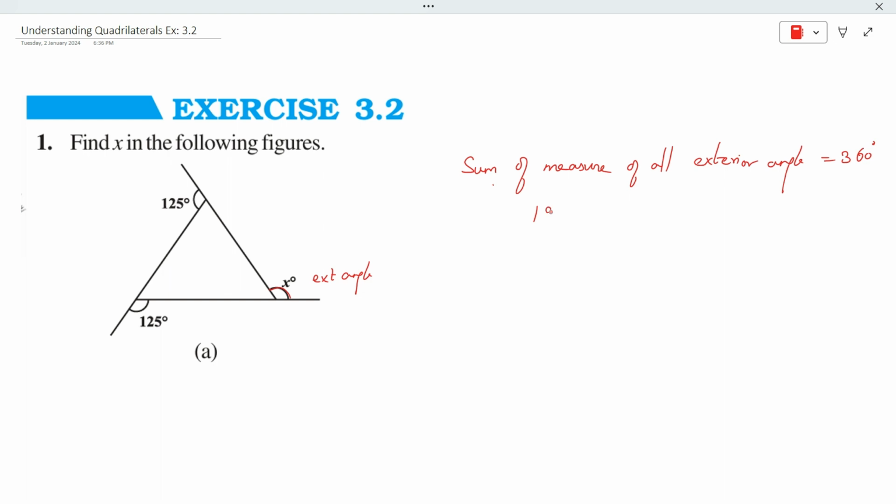So what are the exterior angles given here? 125 plus 125 plus x degree is equal to 360. Okay, 125 plus 125 is 250, plus x degree is equal to 360 degree, isn't it? So x is going to be 360 minus 250, which is going to be 110 degree. So x equal to 110 degree.